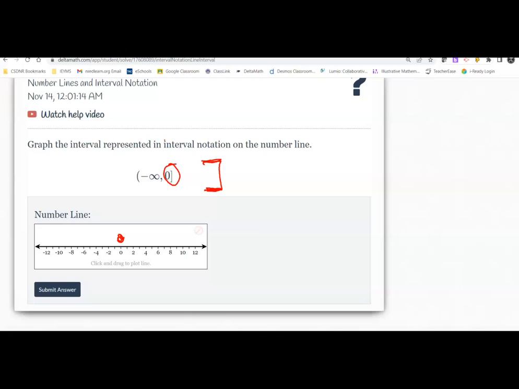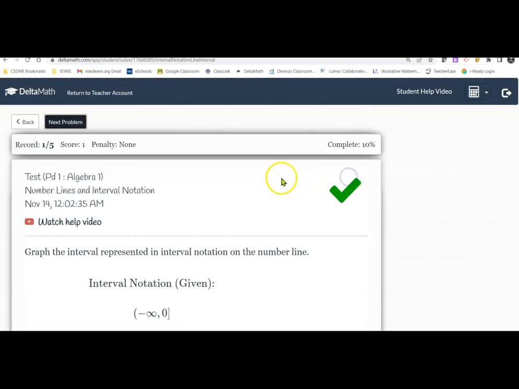And then once we're done shading in that circle, we're going to draw our arrow to the left. So I'm going to do that now with the actual Delta Math. I'm going to click on the 0 and drag my finger to the left until that arrow appears. Now the 0 should be shaded because you have a bracket. The parentheses would be open, but since it's infinity, that's an arrow. Infinity means you keep on going. It is not a number. So let's try this again.